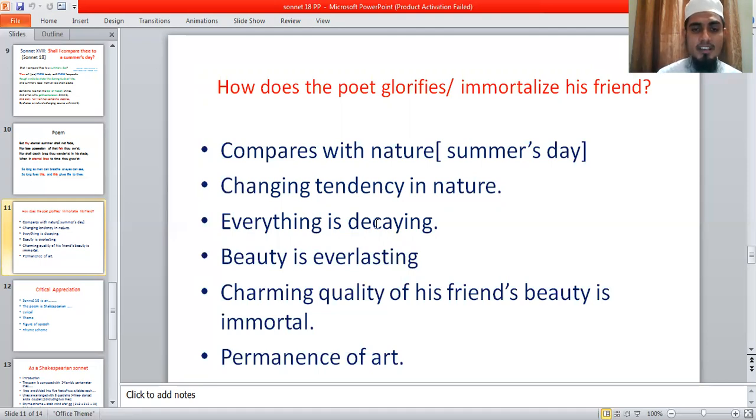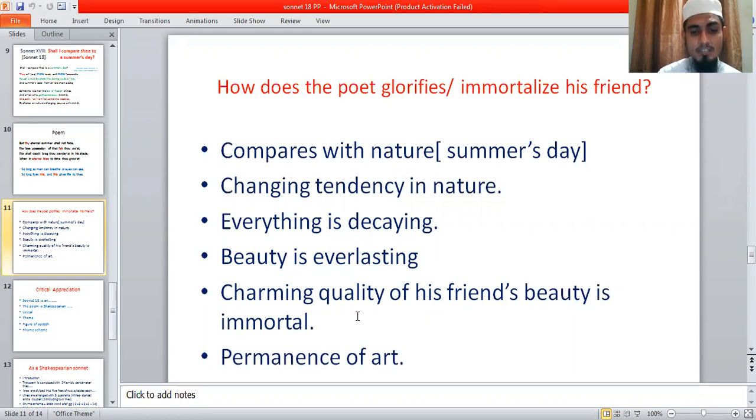So everything decays. Then you can explain that everything is decaying. You can quote the lines from the poem, that everything is decaying in this world: every fair from fair sometimes declines. Everything is decaying. It is very common, but his friend's beauty will never decay. His friend's beauty is everlasting. You can explain from the poem. The charming quality of his friend's beauty is immortal.